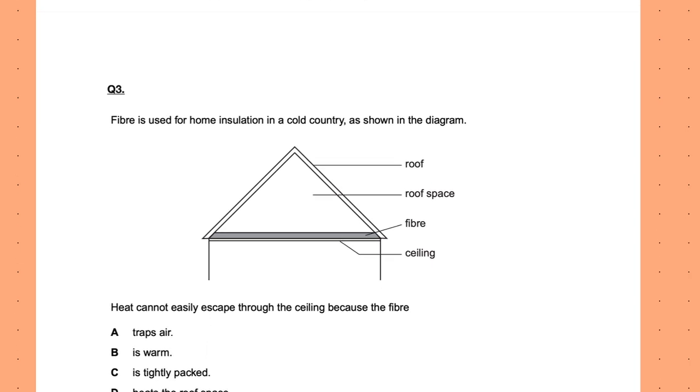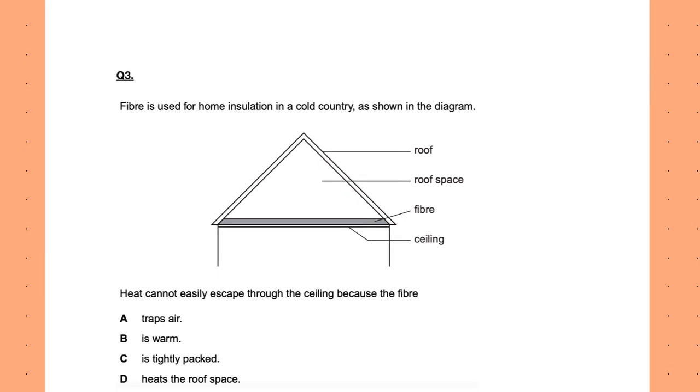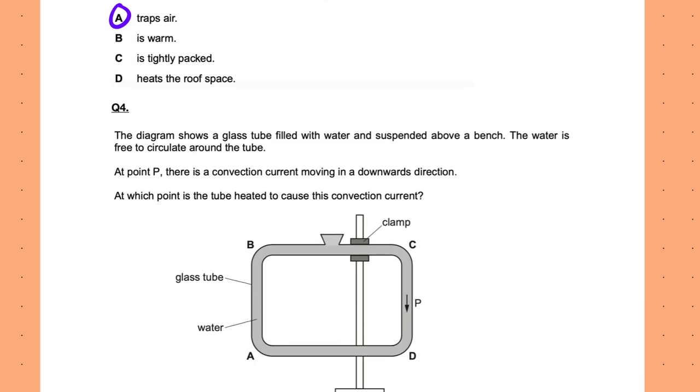Question 3. Fiber is used for home insulation in a cold country as shown. Heat cannot escape easily through the ceiling because the fiber is a good insulator, right? It's used for insulation, and any insulator basically traps air, and that is how it prevents heat loss by both conduction and convection.